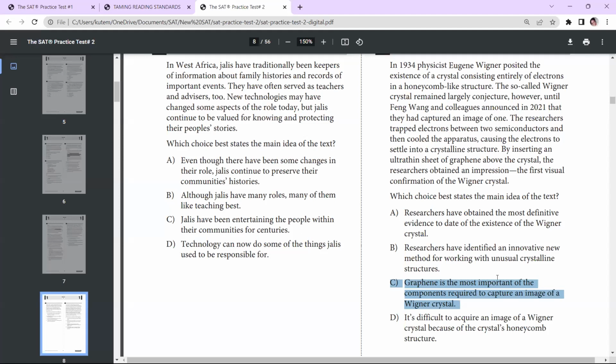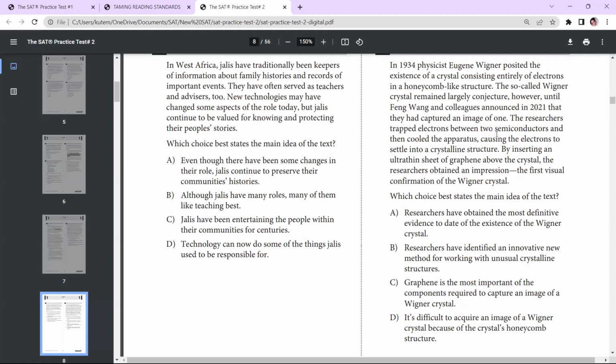Okay, so let's analyze. D says it is difficult to acquire an image of a Wigner crystal because of the crystal's honeycomb structure. So let's see. The honeycomb structure stands out to me. I don't remember seeing that. Let's see. The so-called Wigner crystal remains largely conjecture. They hadn't captured an image.